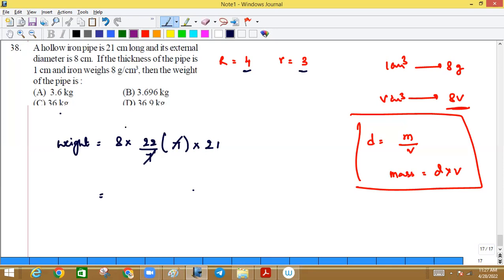First of all, 8 into 21 is 168, into 22. It will be easy for us to do it. See, 168 if you double it. How much is 168 if you double? 336. Do again 336.